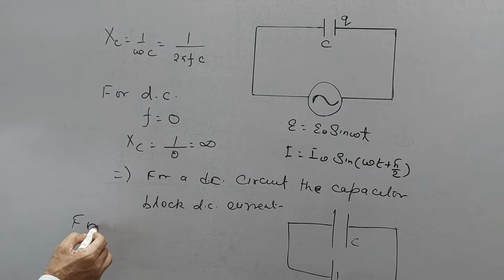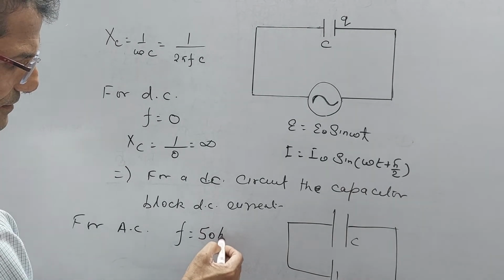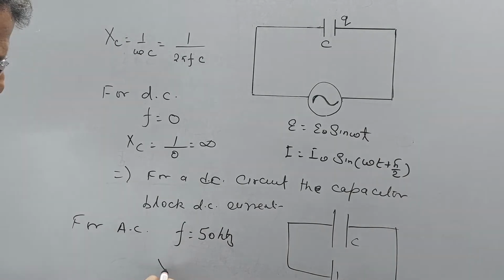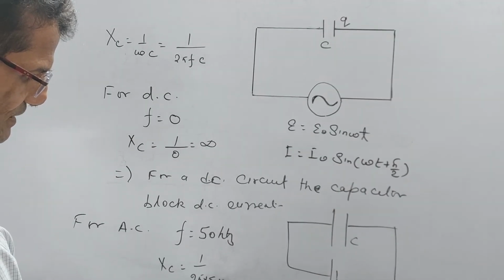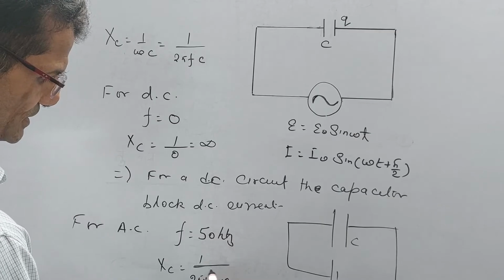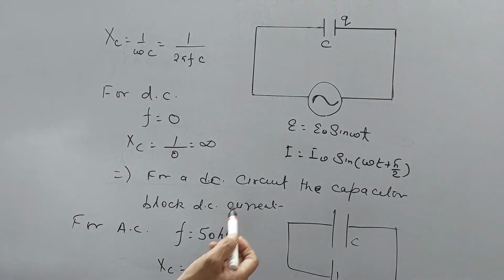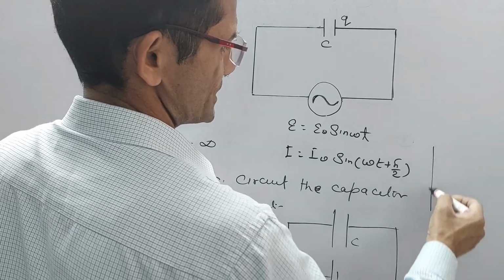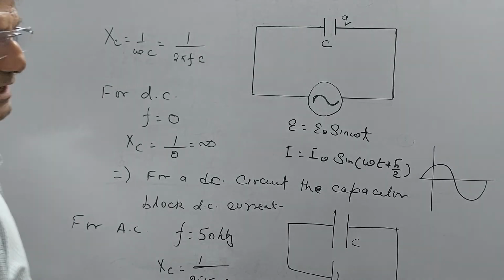For an alternating circuit, the frequency is 50 Hz. So in this case, it offers a capacitive reactance whose value is 1 upon 2 pi into 50 multiplied by the capacitance of the capacitor. So a capacitor allows an AC current easily, because you know that the current is sinusoidal. It is like this one. So it is varying in magnitude and direction.